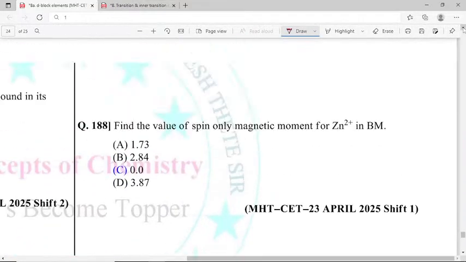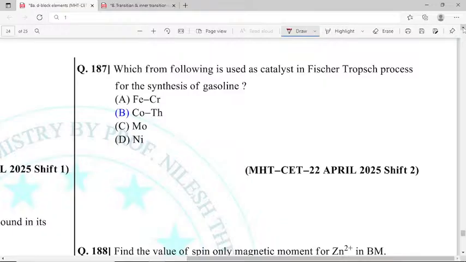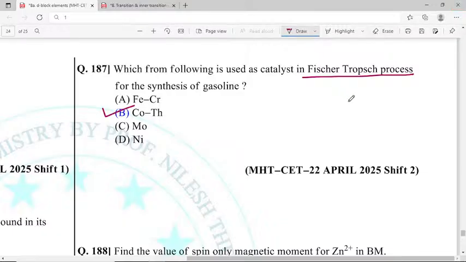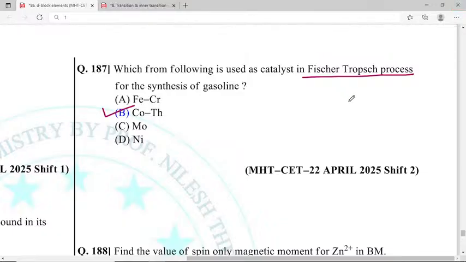Which from following is used in the Fischer-Tropsch process? Cobalt thorium. Cobalt thorium is used for synthesis of gasoline in the Fischer-Tropsch process. Very important, cobalt thorium alloy.